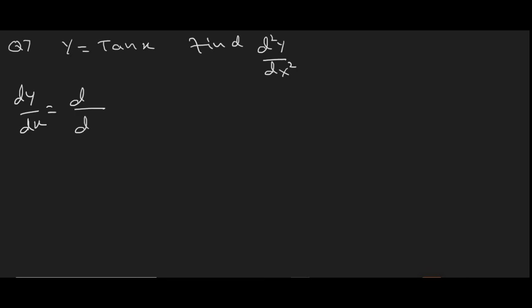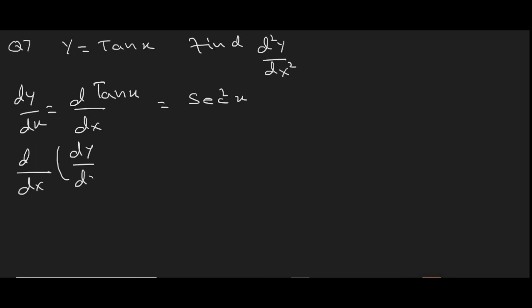Now question number 7. y is equal to tangent x and find d2y by dx square. So we take the first derivative, dy by dx is equal to d by dx tangent x, which is secant square x. It's so simple.